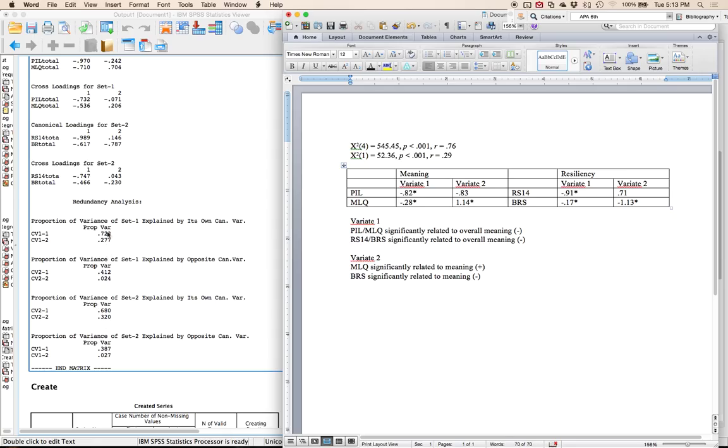So you want to compare them going down to their mates to make sure that the information explained by its own variate is better than the information explained by the opposite variate. And that's considered a redundancy analysis. If it's measuring the other variate better, you've got them on the wrong side or something, or all your variables are measuring the same thing, essentially.